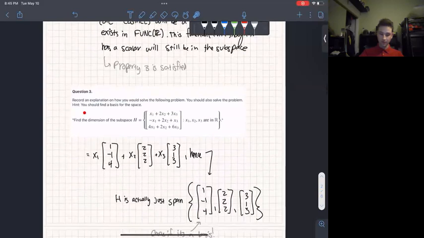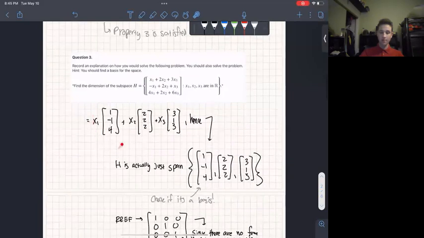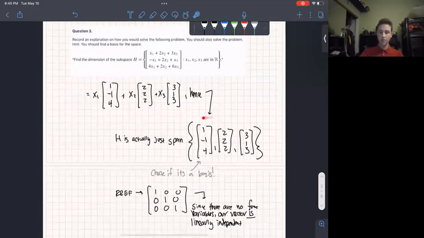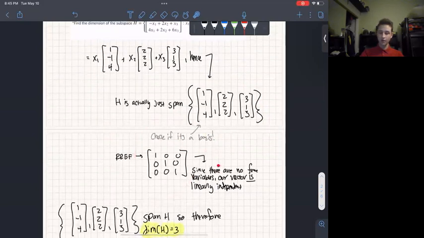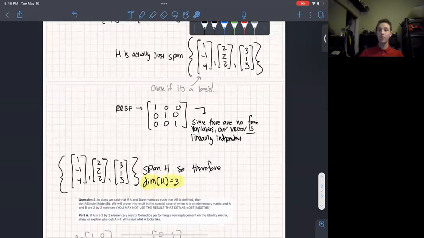Question 3. Find the dimension of the subspace, all that jazz. Given that x1, x2, and x3 are in the domain, I broke up x1 like that, with its coefficients. Same thing with x2 and its coefficients, and x3 and its coefficients. We wanted to check if these 3 columns were a basis. So I row reduced it, and I notice that there are no free variables. Therefore, our vectors are linearly independent, so all of the columns would be the basis. There are 3 columns, so all 3 of these columns span H.